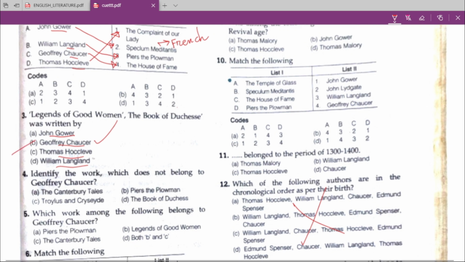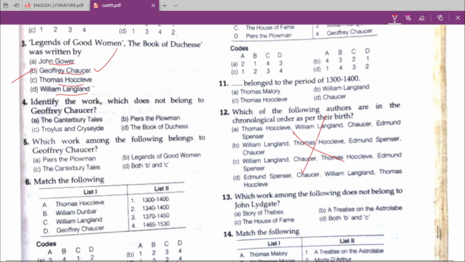Moving on to question number 4. Identify the work which does not belong to Geoffrey Chaucer: The Canterbury Tales, Troilus and Criseyde, Piers the Plowman, The Book of the Duchess. The Canterbury Tales, Troilus and Criseyde and The Book of the Duchess are written by Geoffrey Chaucer, whereas Piers the Plowman was written by William Langland. So the right option is the one that is not written by Geoffrey Chaucer, that is Piers the Plowman.